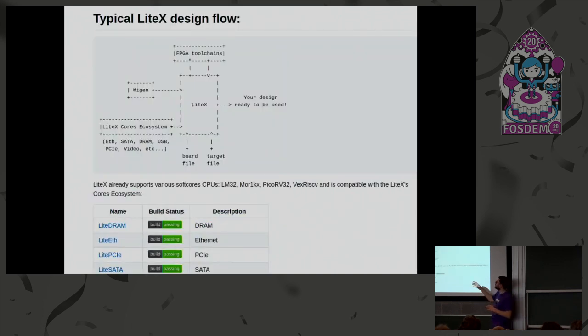LiteX is a combination of a few things. There's MiGen, which is the domain-specific language based on Python, and I'll show you a few snippets of MiGen in a bit so you get a flavor for what it looks like. The other part of LiteX is these IP blocks. There's a DRAM controller, Ethernet controller, PCI Express controller, SATA, and a few other ones. These are IP that you can grab and tie together to build a system on chip for your FPGA.